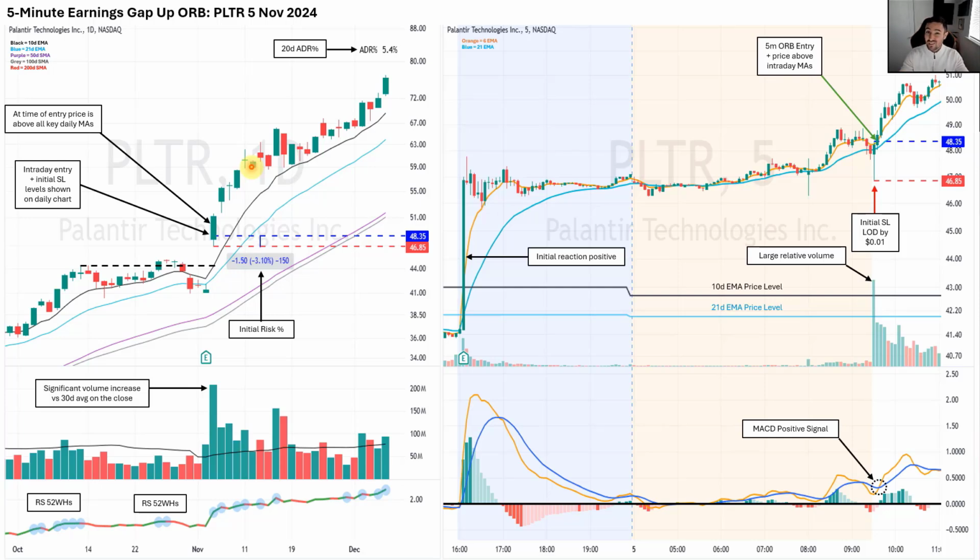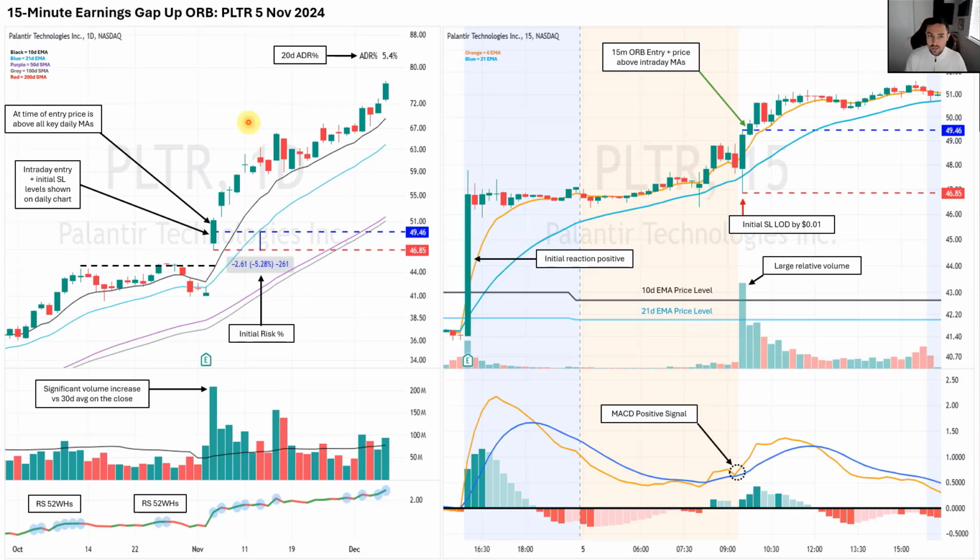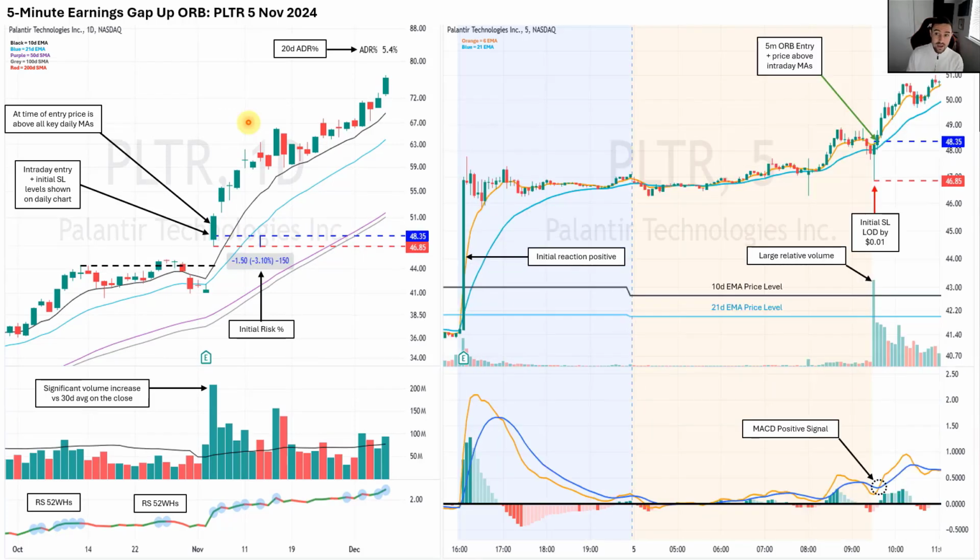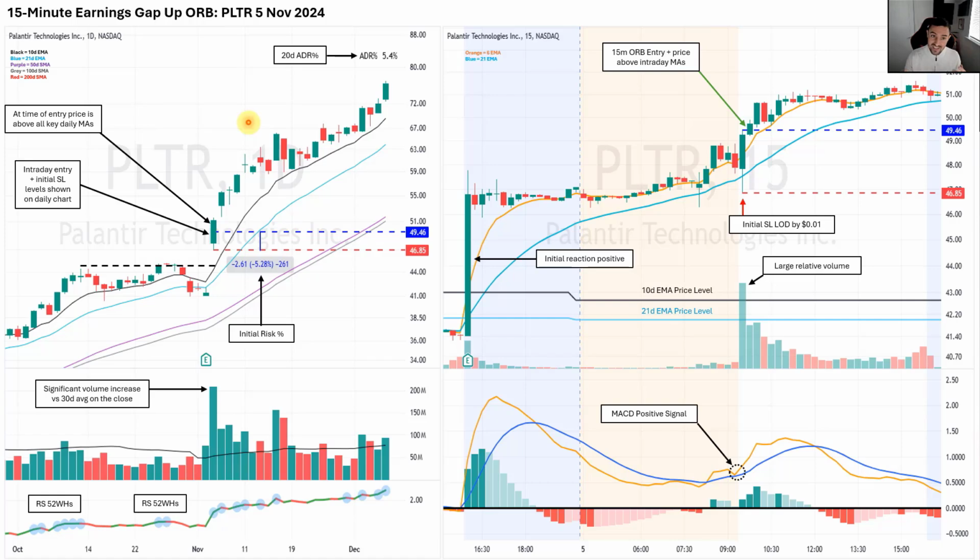Potentially there's overhead resistance, as you're going to see with Tesla a little bit later on. So now what I'm going to show you is the exact same chart on the daily. We've actually just gone to the 15-minute. So there is the 5, the 15-minute. I'm just showing you the same setup, but it's now on a different time frame. Over here on the right hand side, we've now got the 15-minute.